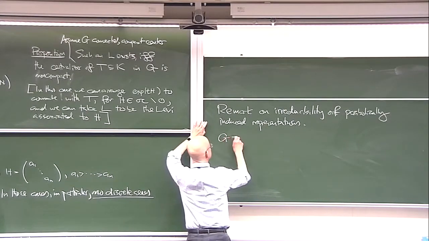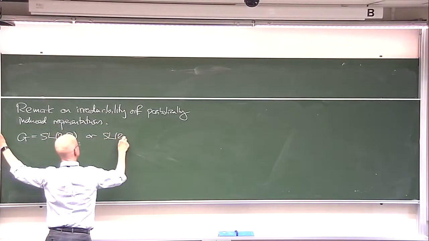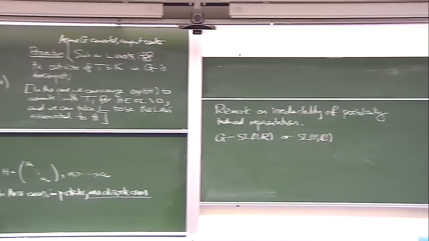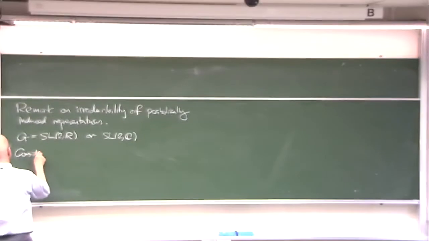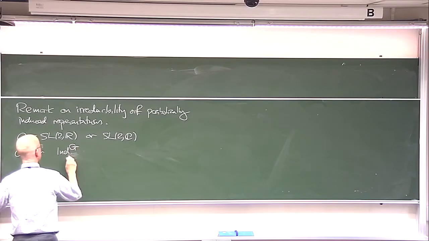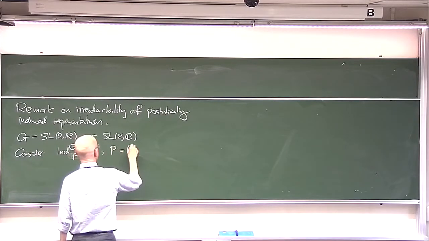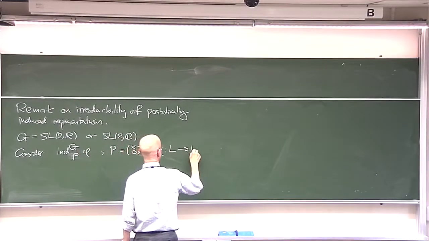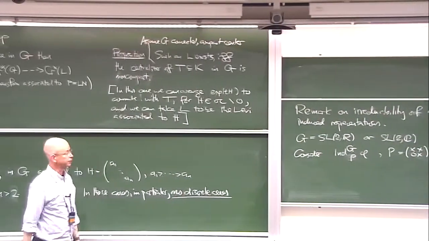Suppose G is SL_2(R) or SL_2(C). These two cases are slightly different from one another, and let's try and understand both at the same time. And to go back to old-fashioned notation, let's imagine parabolically inducing some representation phi. So P is this group of upper triangular matrices, and phi is some character on the diagonal matrices. It's an irreducible representation of the abelian group, which is the diagonal matrices, so it's just a character like this.